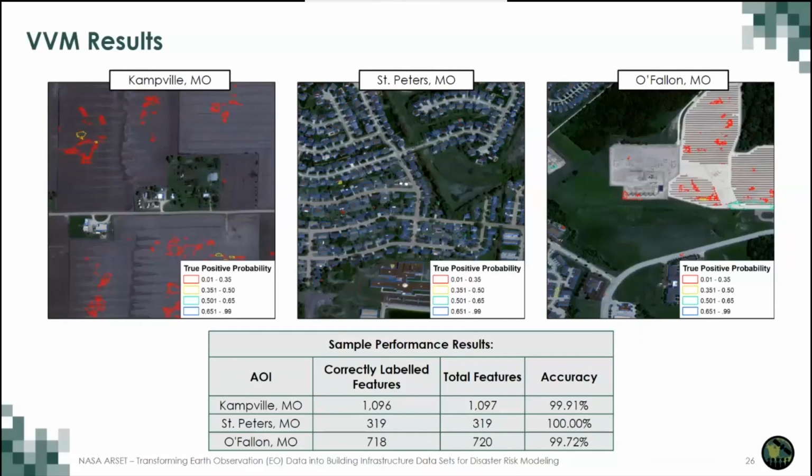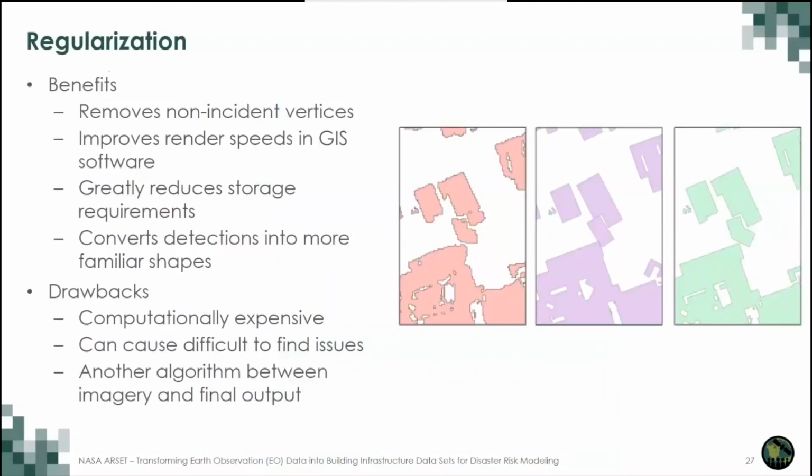Once we've gone through the automated QA process, we do have some analysts go through and review manually just to make sure everything is working. We always try to have a human in the loop. And then the next step is to regularize the geometries. Regularization is just a process of removing non-incident geometries from each polygon to make them a more familiar shape. There are multiple benefits to regularization.